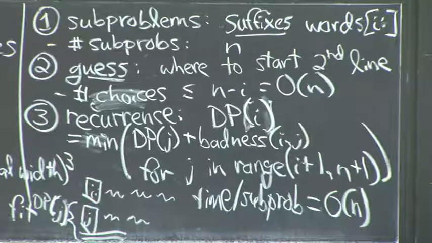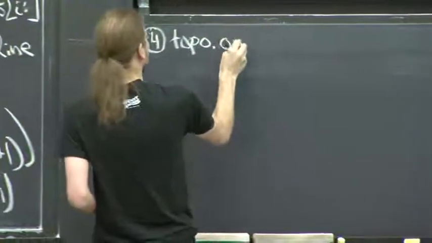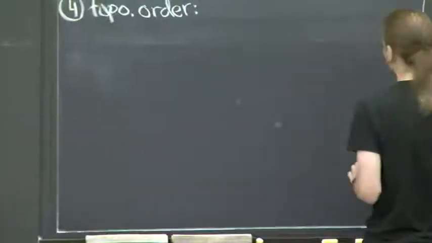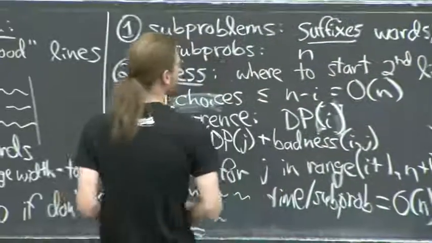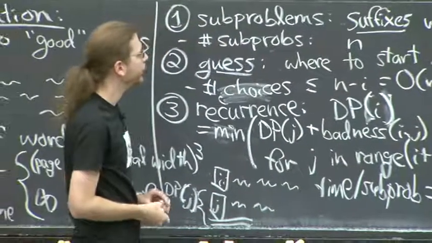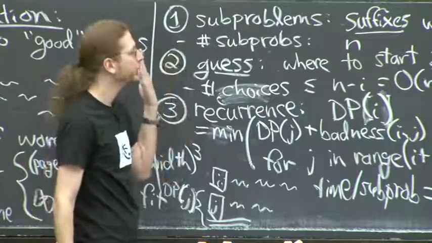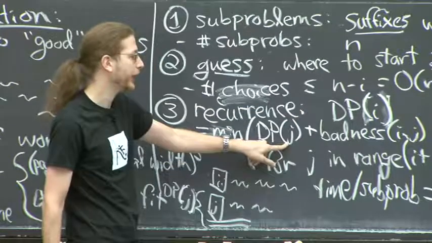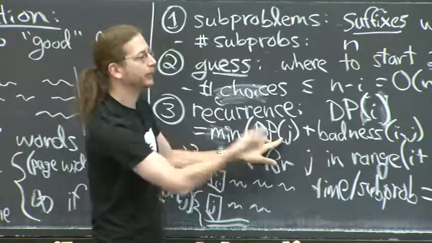Now we have to check that there's a topological order for this problem, or for these subproblems. And this is easy, but a little different from what we've done before, because we have to actually work from the end backwards. Because we're expressing dp of I in terms of dp of larger values of I. J is always bigger than I. And so we have to do it from the right end back to the beginning.